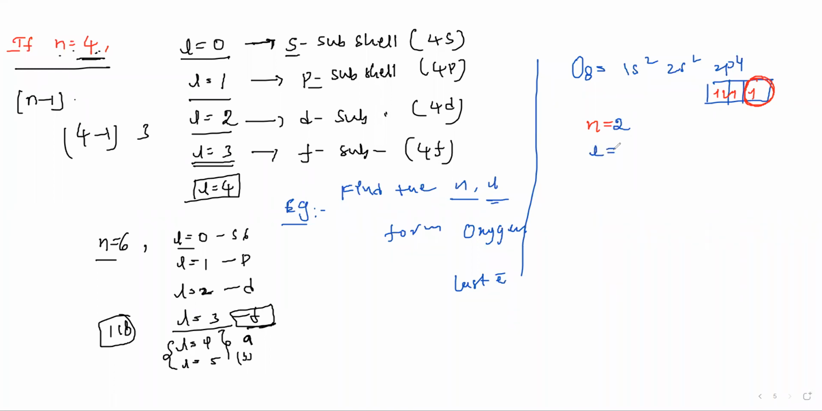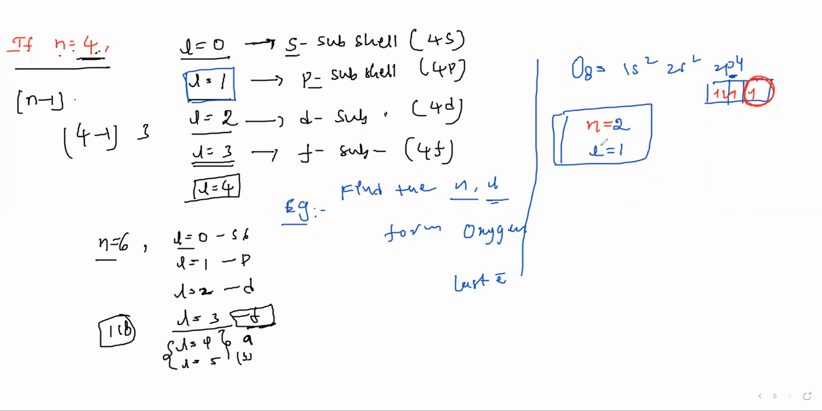Then the angular momentum, azimuthal quantum number: in which subshell is this electron? P subshell. This electron is having in the p subshell. What is the L value for the P subshell? 1. So L is equal to 1. That's it.